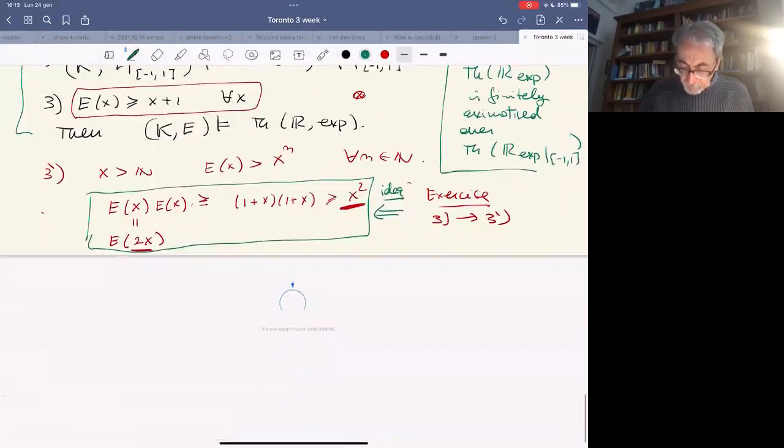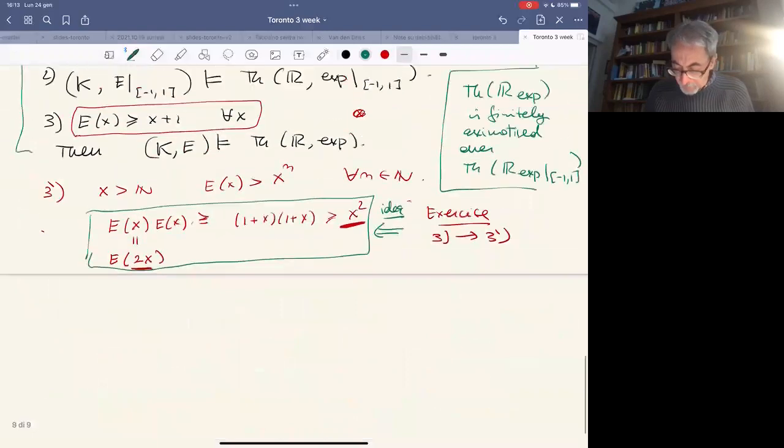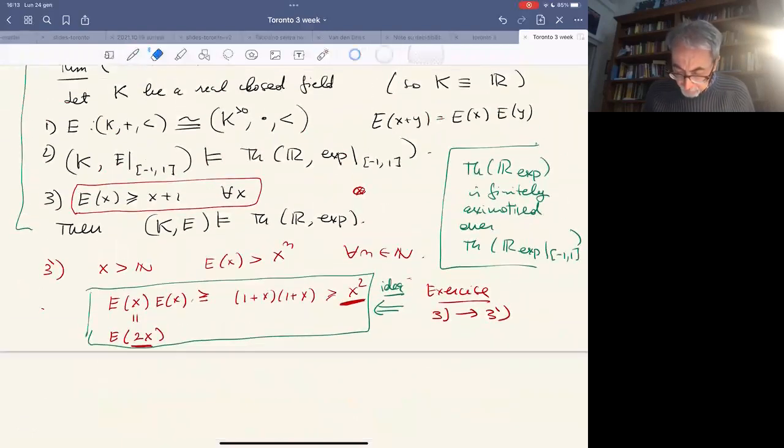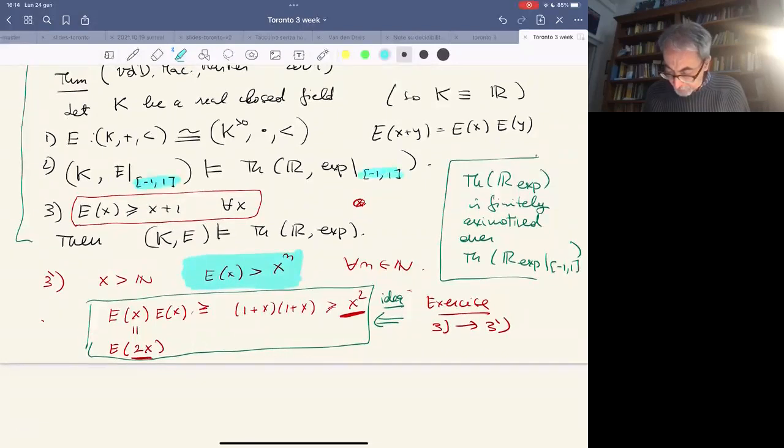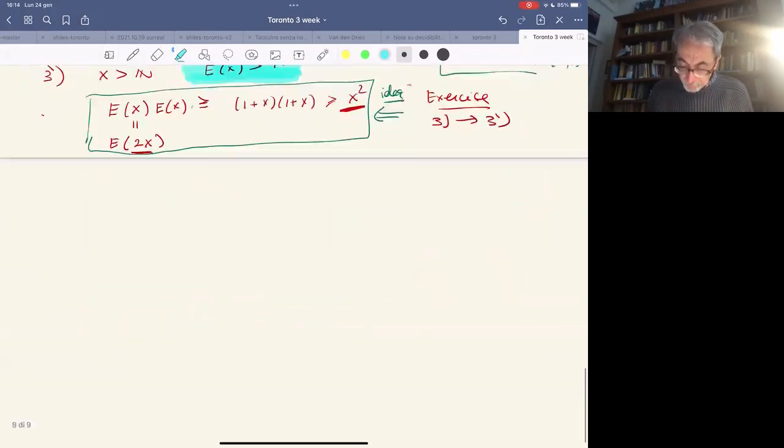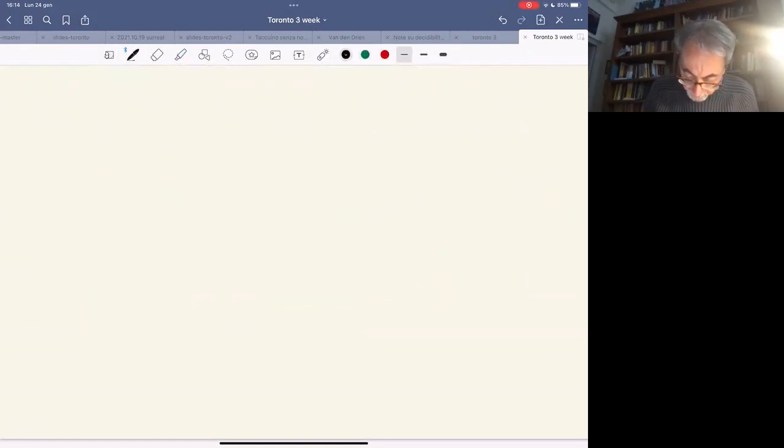Okay, now the goal is to define a global exponentiation on the surreals. The key property is the following: you would like to ensure that exponentiation grows faster than any polynomial. And you also would like to ensure that exponentiation works well on finite elements. On finite elements, we know what to do. We use the Taylor formula and we use summability to ensure that it converges. We have to decide what to do on infinite elements. So, global exp on the surreals.